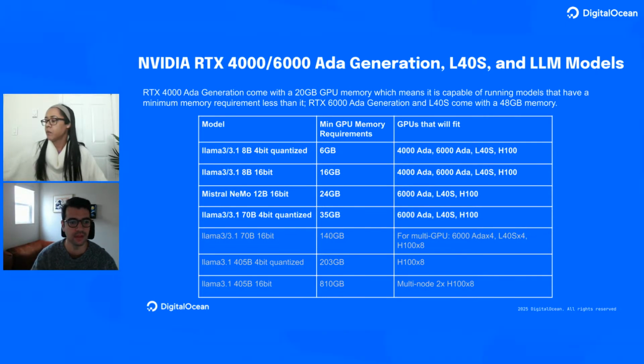As you get into models that require more GPU memory, like the Mistral Nemo that has a 12 billion parameter requirement and a 24 gigabyte GPU memory requirement, you can use our 6000 ADA, L40S, and H100. This is where the 4000 ADA starts falling short in terms of performance, but still you can use the rest of the portfolio. And as you get into 70 and 400 billion parameter models, you'll want to use 6000 ADAs and L40Ss in a multi-GPU configuration, or same for H100s.